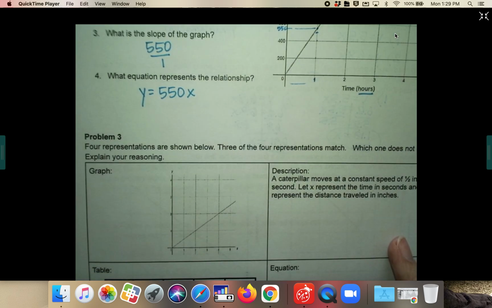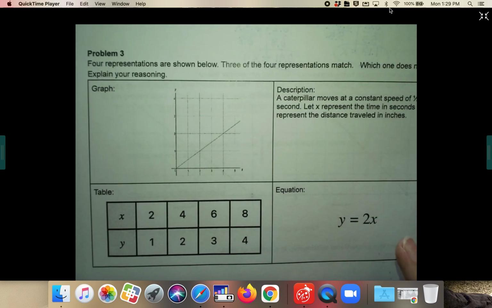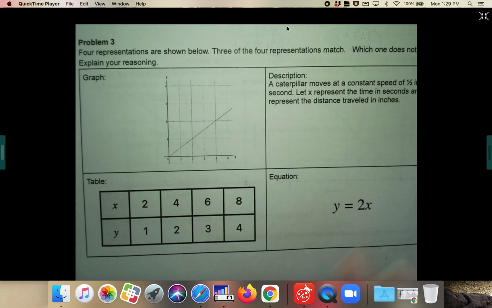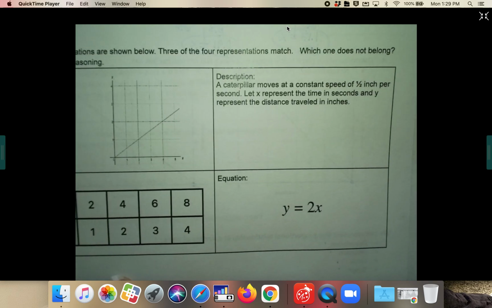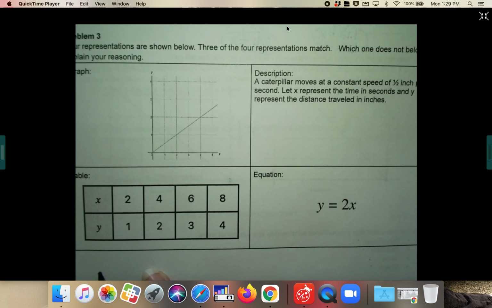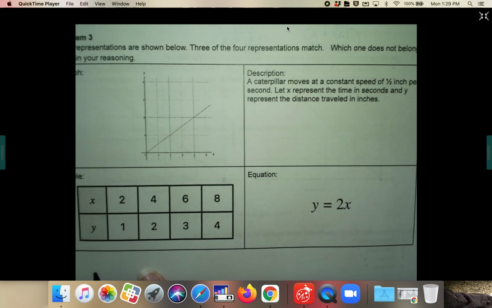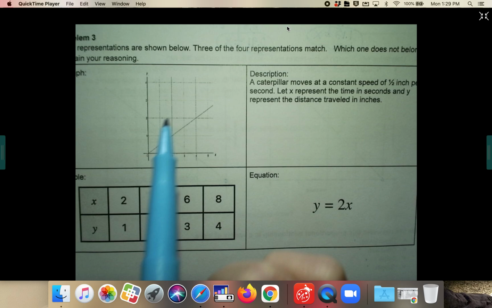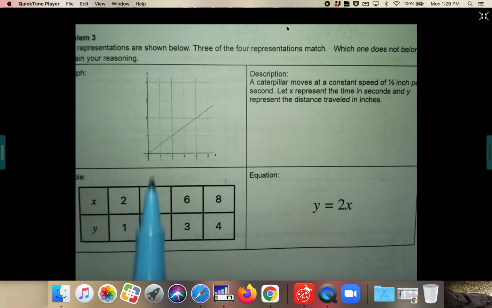Okay, let's look at problem 3. It says 4 representations are shown below. 3 of these 4 boxes that you guys see here match. Which one does not belong? Explain. So I would love for you guys to push pause on the video right now and look really closely at all 4 of these boxes and see if you can figure out which 3 match and which one would be wrong, and then push play and see if you are right.